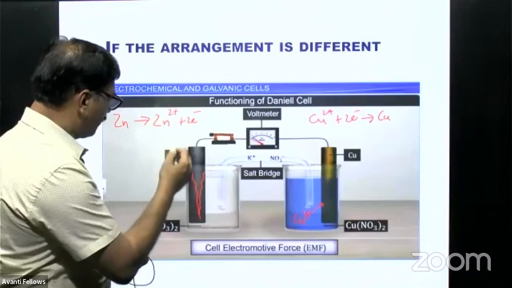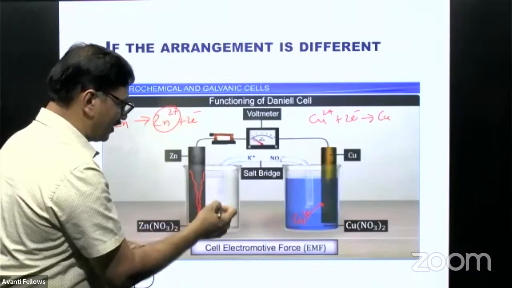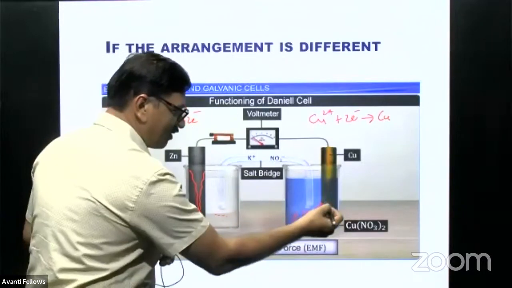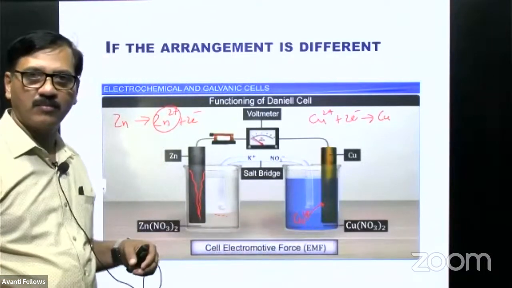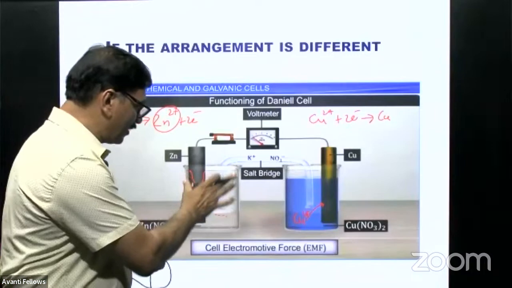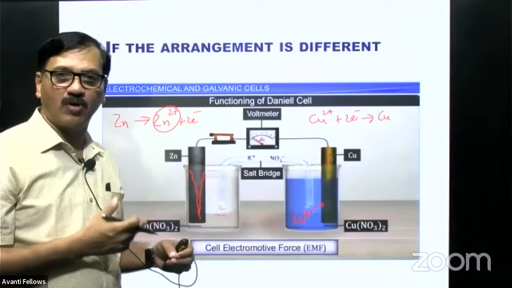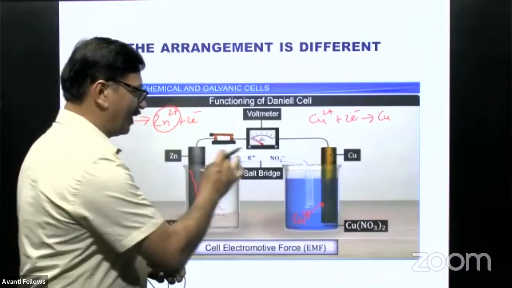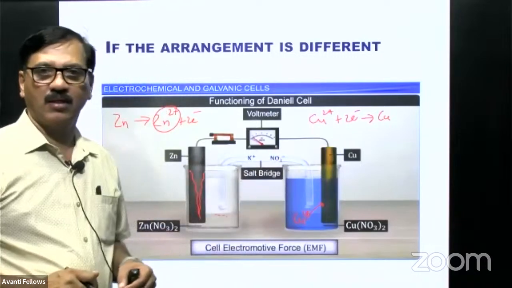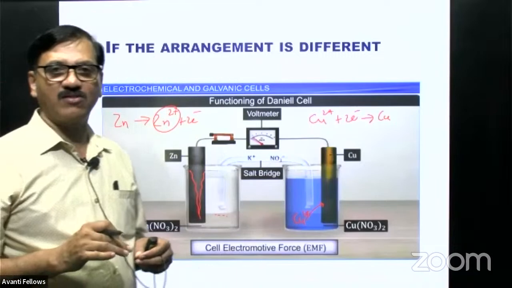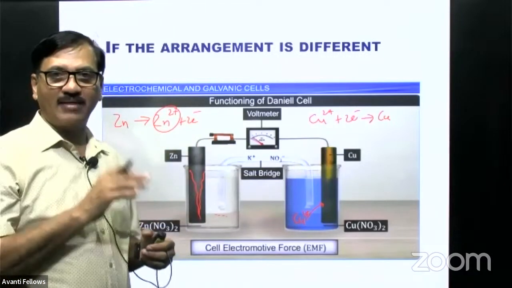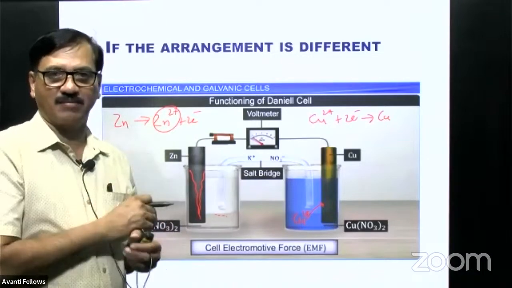By this, the Zn 2+ ion concentration increases here, and the Cu 2+ ion concentration decreases. So there is a chance that the solution becomes ionic or charged. To neutralize that, there is a salt bridge. The purpose of the salt bridge is to give counter ions to neutralize the half cells.